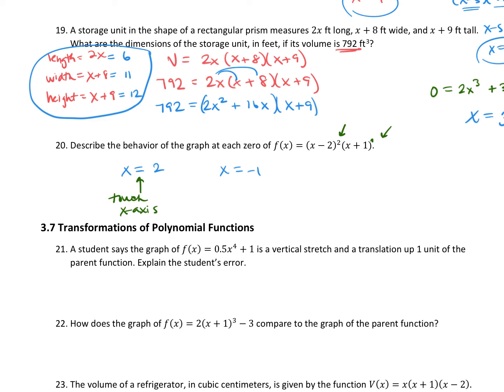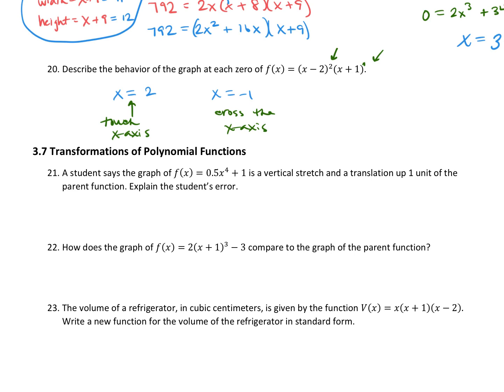Now, the 0 that we got from this factor, x plus 1, is x equals negative 1. It has an odd multiplicity. Odd multiplicities will cross the x-axis at x equals negative 1. So that's what describing the behavior means. Are you going to touch the x-axis or cross the x-axis at these zeros?